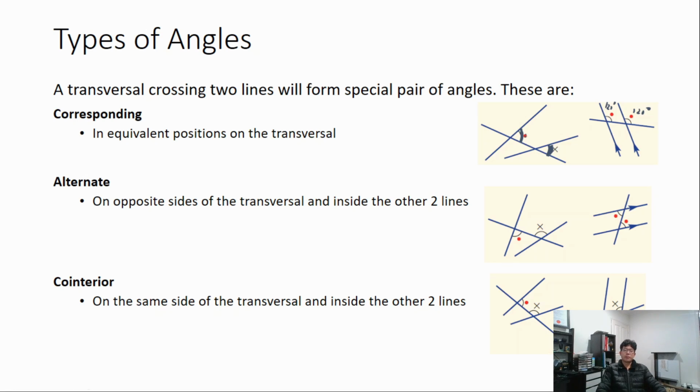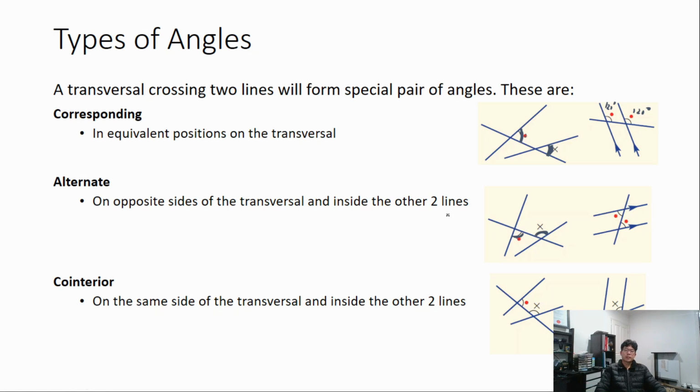Alright, the next important angle we need to know is known as alternate angles. And they are on opposite sides of the transversal and inside the other two lines. So we have the two lines here. They are on the inside of that, but they are on the opposite side of the transversal. That means they're not on the same side here like that. One's on this side whilst the other is on that side.